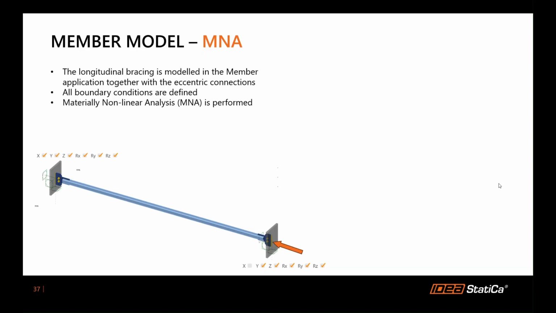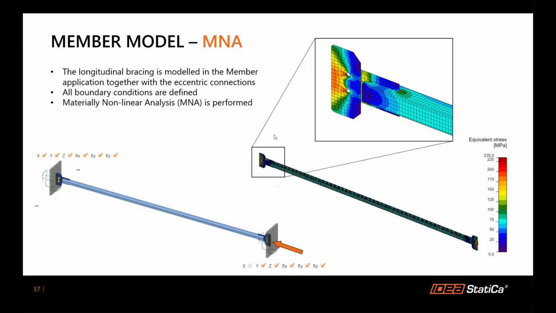We are going to model it in the member application, so the longitudinal bracing is modeled together with the connections. So we integrate the real stiffness of the connections and the boundary conditions on both sides, where on the right side it's free in the x direction, so it can move in that direction. So it's a simple span, perfectly hinged on both sides. Not perfect because we have the stiffness, and we perform the MNA analysis.